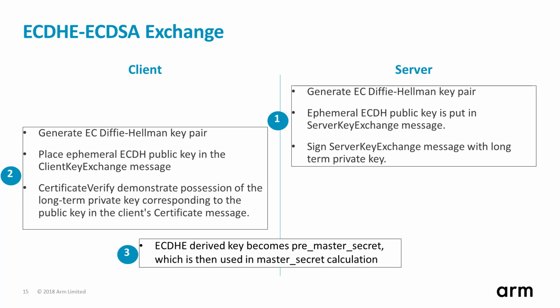It uses the certificate verify to demonstrate possession of the long-term private key and sends the certificate verify and also the client key exchange message to the server. In step number 3, both parties use the elliptic curve Diffie-Hellman algorithm to derive symmetric keys and to use those indirectly for the master secret calculation. The master secret is what is used to produce the keys needed for the record layer, and in our case for use with AES 128 CCM8.